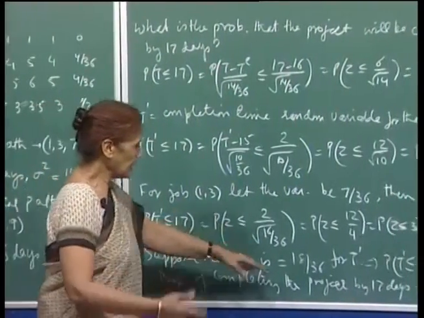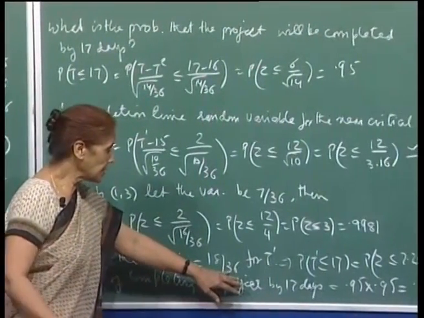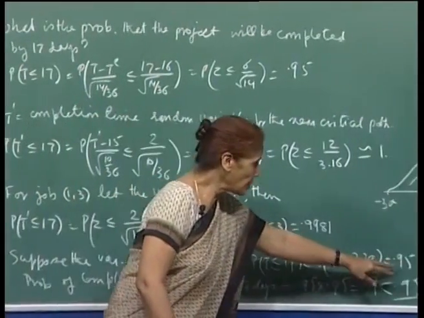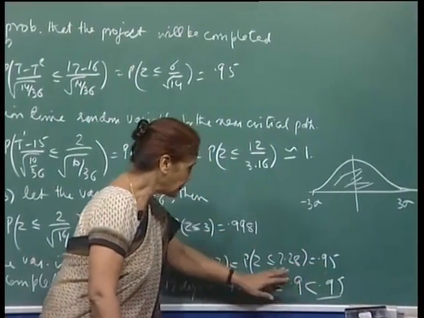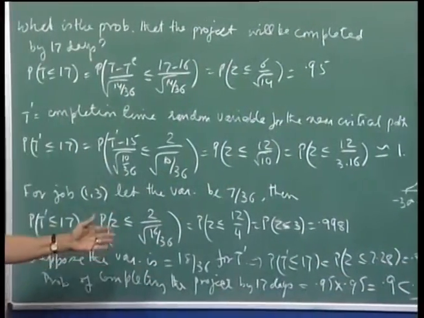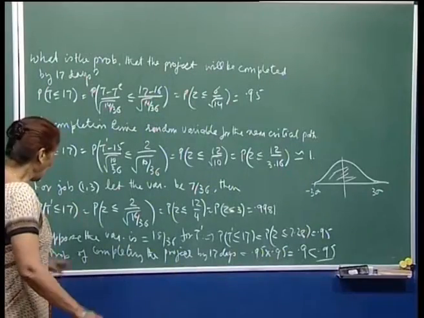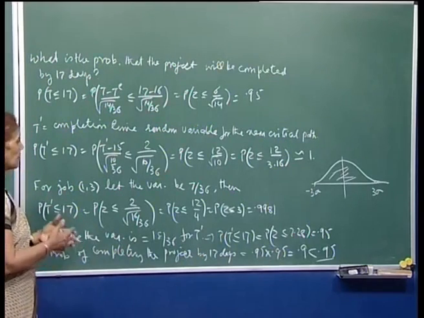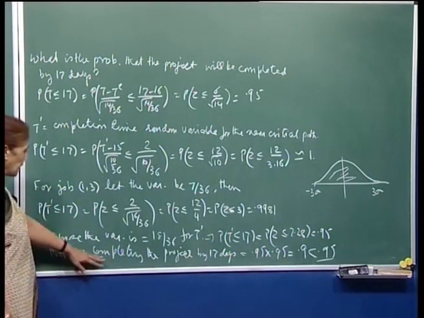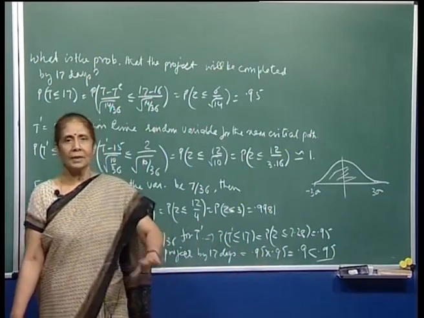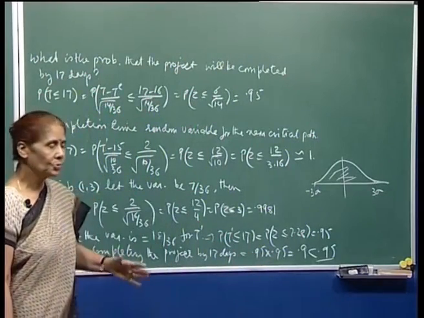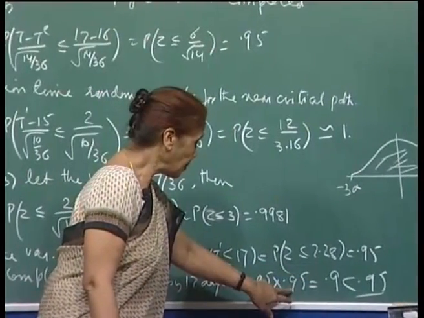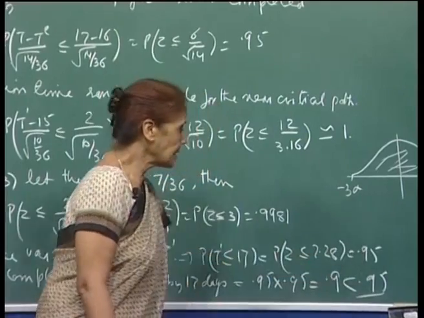So, I am again hypothesizing, suppose the variance is actually 18 by 36 for the near critical path. In that case, the probability of completing the activities on the near critical path by 17 days would come down to 0.95, and you will now multiply the two probabilities, because all the activities on the critical path and near critical path should get completed by 17 days. When you multiply 0.95 with 0.95, it will be 0.9, which is less than 0.95.